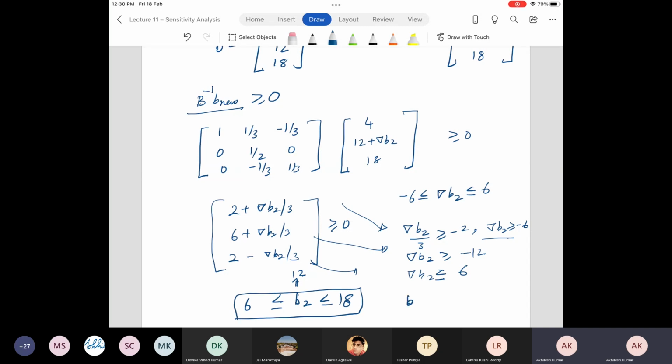Definitely the basic variable values will change because you are multiplying with a higher or lower number than the B2. But as long as you keep B2 between 6 and 18, the basis will not change.